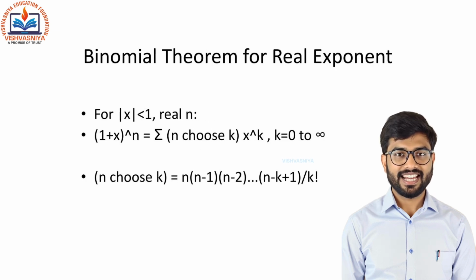For absolute value of x less than 1 and any real number n, (1 + x)^n equals summation from k equals 0 to infinity of n choose k multiplied by x^k. Here, n choose k equals n multiplied by (n - 1) multiplied by (n - 2) up to (n - k + 1) divided by k factorial.